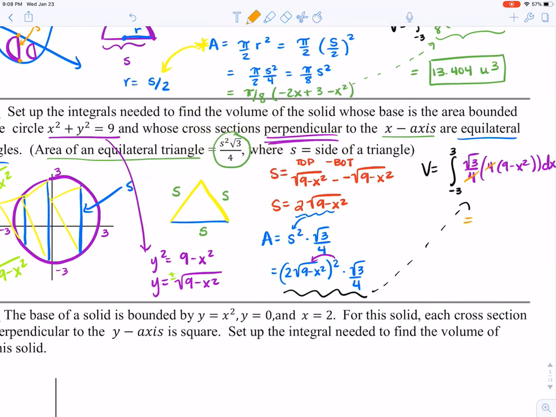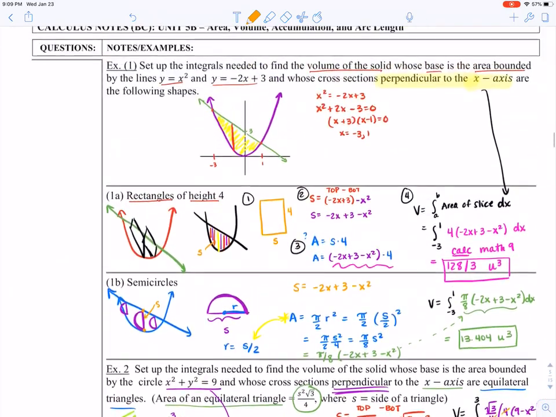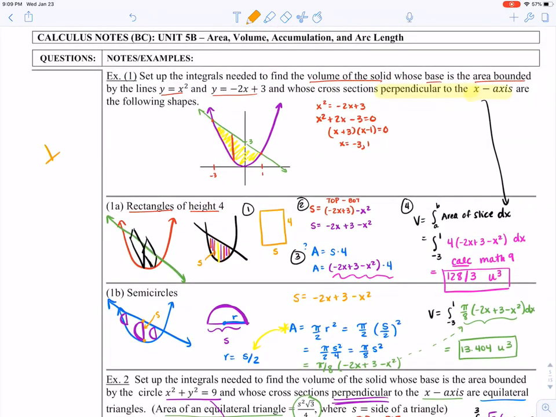But anyways, you're going to put it in your graphing calculator. Don't trust my word on it. Put it in your graphing calculator. Use Math 9. Tell me what you get. If you're checking your work, you should get about 62.354 units cubed.